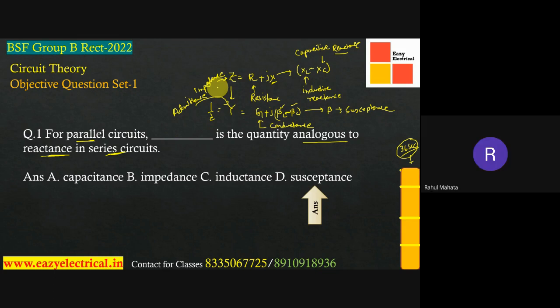So here the answer is susceptance. In this question it is susceptance, but my question is, if it is analogous to, suppose it had been said: what is the quantity analogous to impedance in the case of a series circuit? Sir, it would be admittance. Then admittance will be the correct answer. Correct. Okay. Now this much for this question.